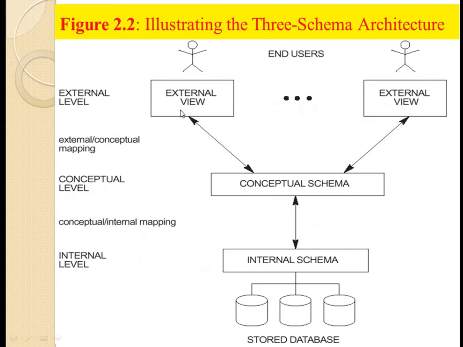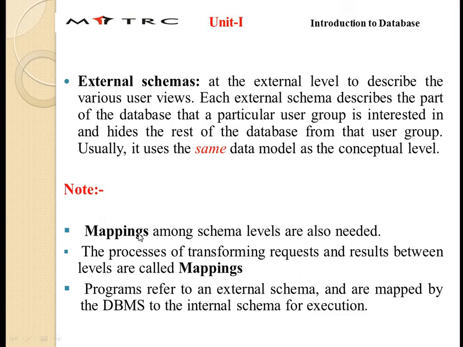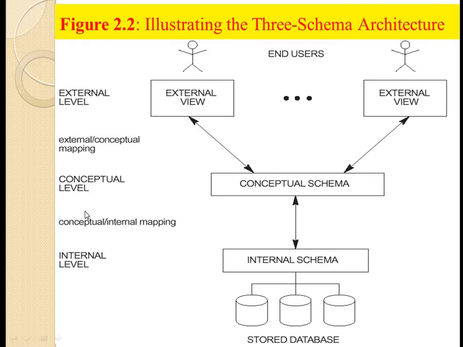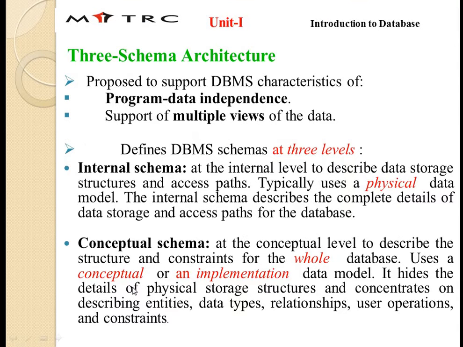So if you see this diagram, this is the external level representing the external view. Next is the conceptual level. In this diagram, the second level is the conceptual level. What happens in the conceptual level? The conceptual schema represents the conceptual level, and it is needed to describe the structure and the constraints for the whole database.